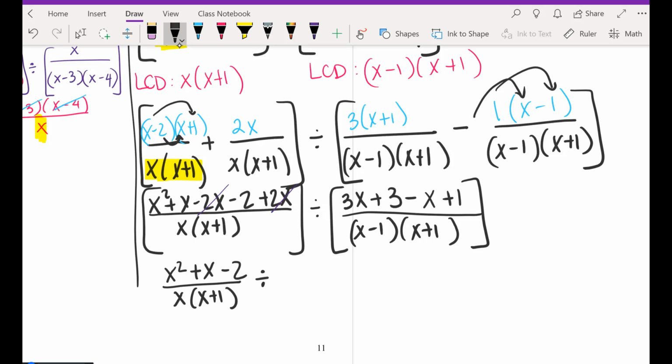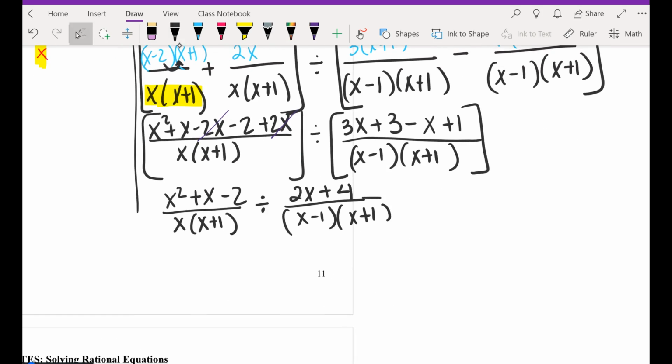Okay, so let's see. On the top, what do you have? 2x plus 4. Yay or nay? Would that be okay? All right, now can I flip? Yeah, all right, let's flip. But before I flip, can I factor out that first numerator? Yeah, we should. X plus 2 times the quantity of x minus 1 all over x times x plus 1.